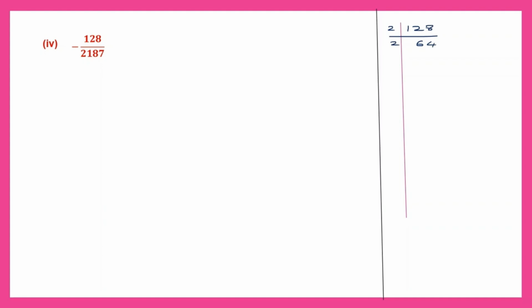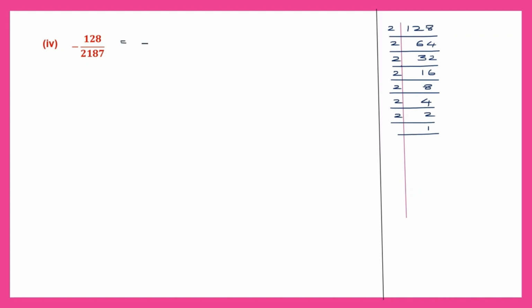Again, you can continue with 2. 2 3's are 6, 2 2's are 4. Continue with 2. 2 1's are 2, 2 6's are 12. 2 into 16 is 32. So keep continuing. 2 8's are 16. Again, 2 4's are 8. Then we get 2 2's are 4 and 2 1's are 2. So this is done. So we've got the prime factors of 128.